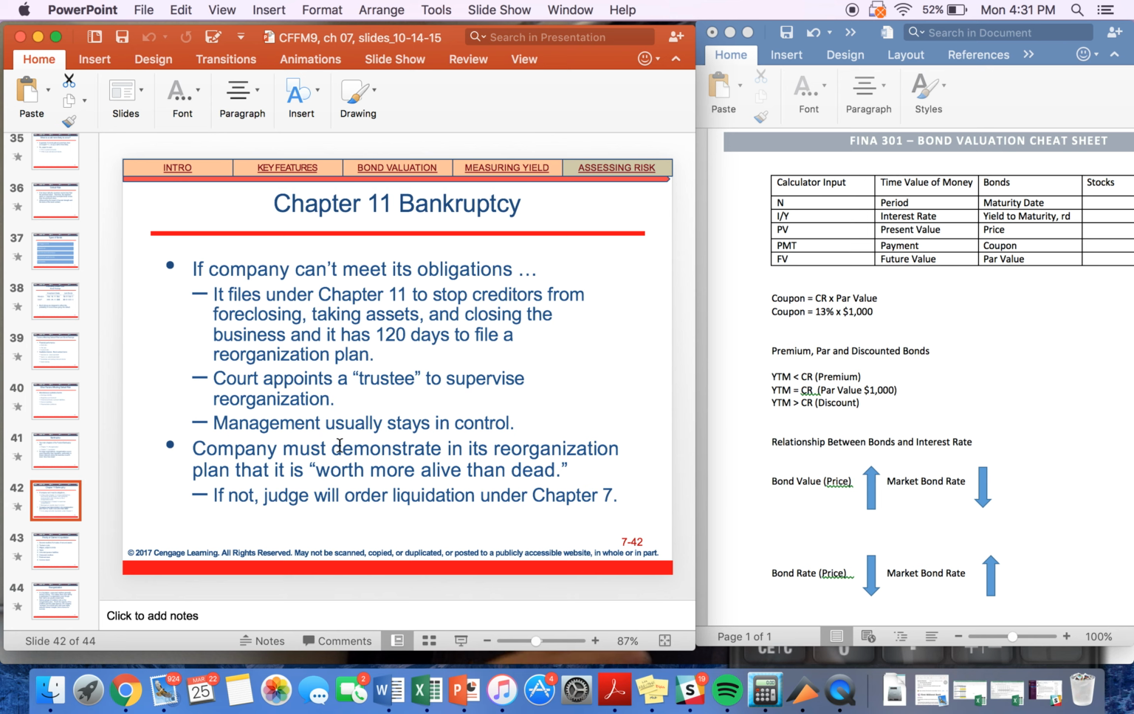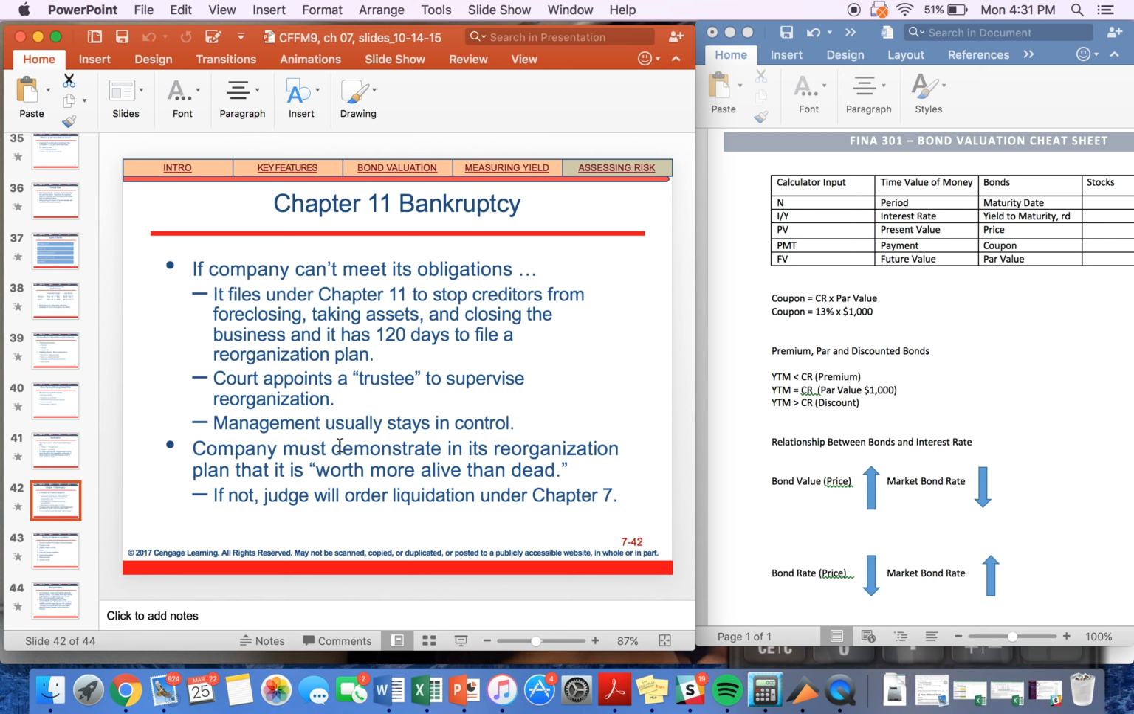So then the court appoints a trustee to supervise the reorganization. So they will help you work through the reorganization of your company, and that's somebody from the bankruptcy court that will work with you. And then generally in these situations, it's not like a hostile takeover. Generally in a Chapter 11, your core management team stays in place. They likely will have to do layoffs. They might have to liquidate assets. They might have to pay off debt, whatever it is, but the management usually stays in control.